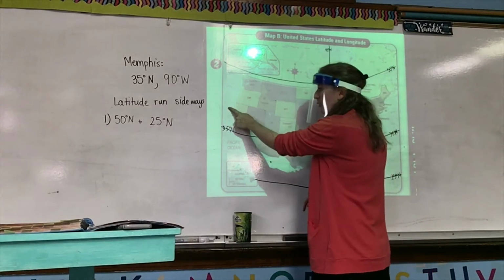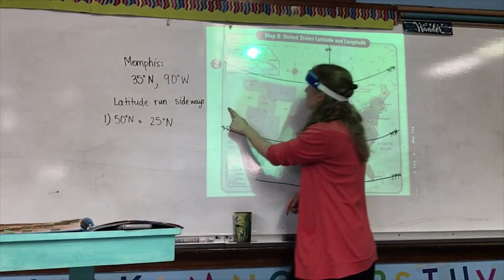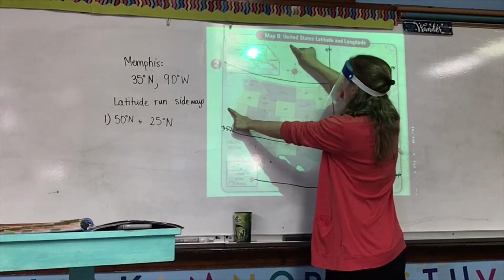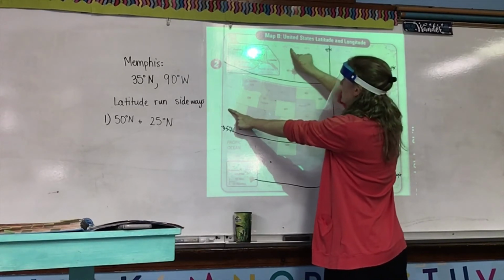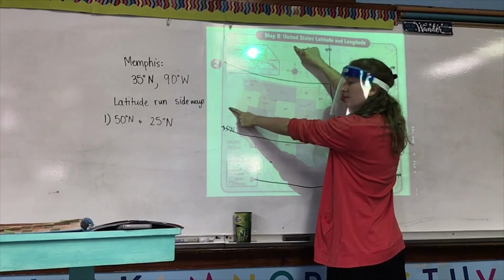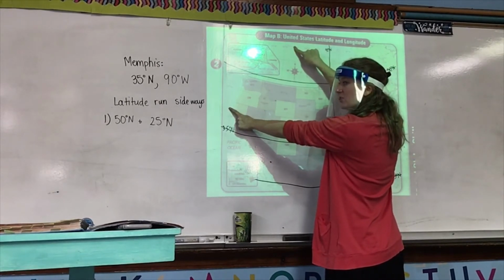So I'm going to find 40 degrees north, and then I'm going to find 105 degrees west. So I'm going to go up to the top and find the line of longitude. Those are the up and down lines. That is marked 105 degrees west. I have one finger on each one. You should have one finger on each one.